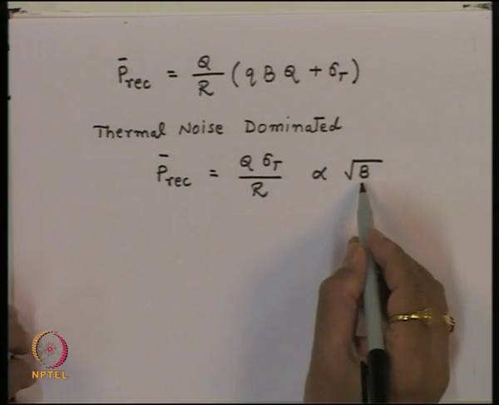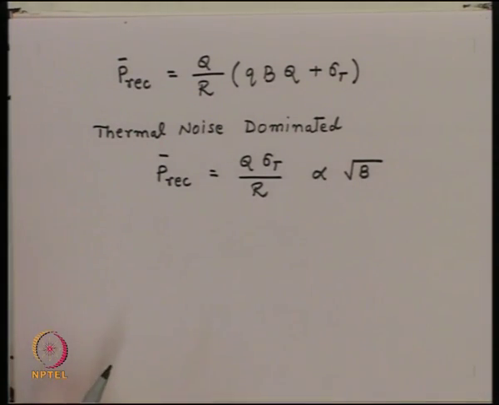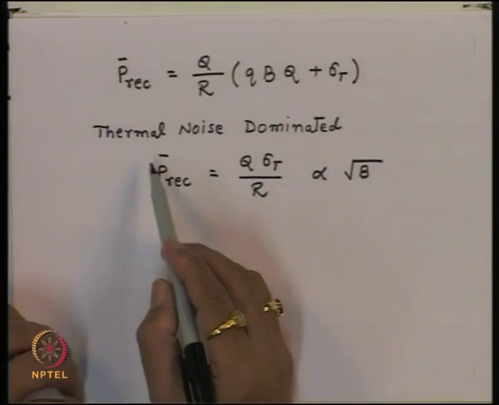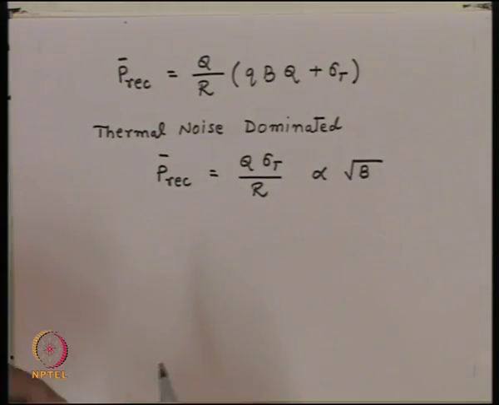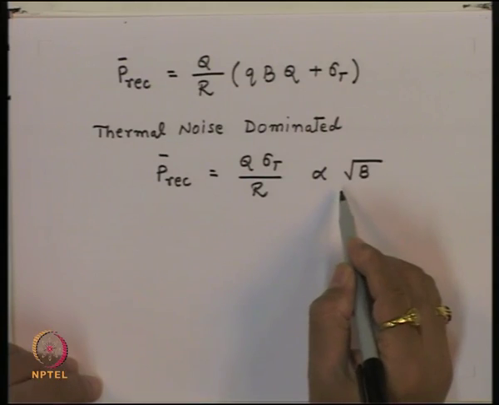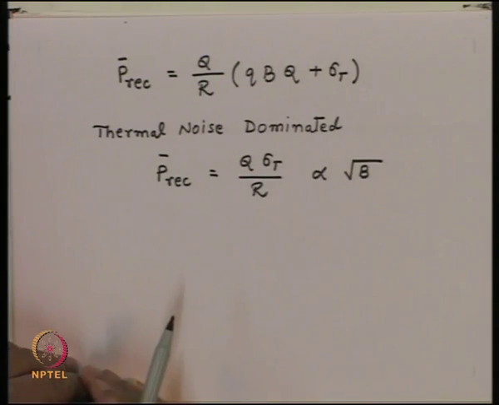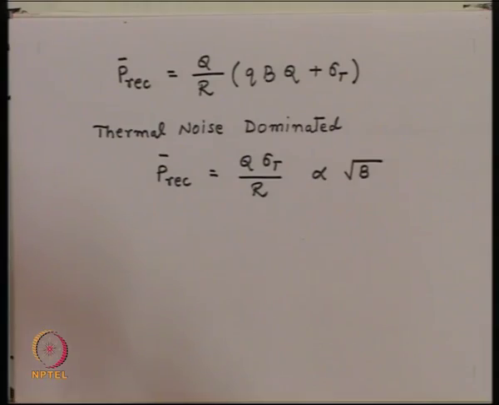And since the bandwidth is directly proportional to the data rate, essentially what we are saying is that in the thermal noise dominated regime, as the data rate increases, the minimum power required to achieve the required bit error rate has to be increased, and that increase in power is proportional to the square root of the bandwidth. So, the requirement of the power increases, but it is not very rapid because it is going to increase as the square root of the bandwidth.